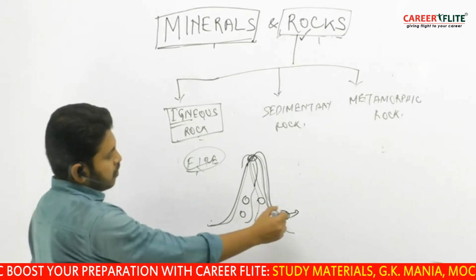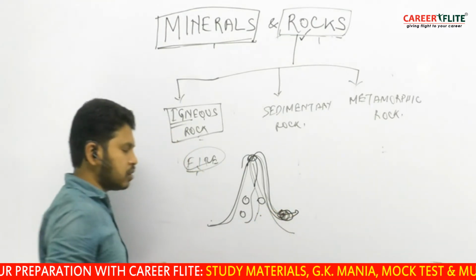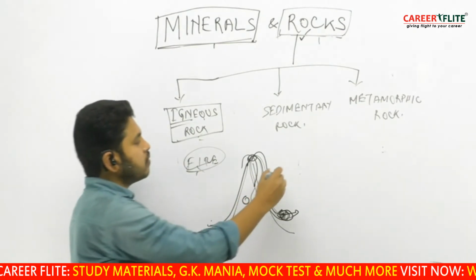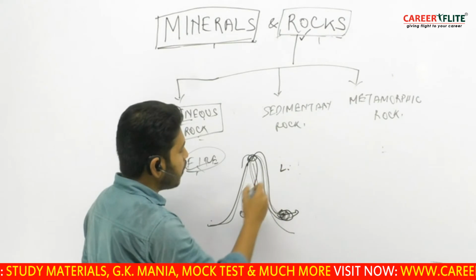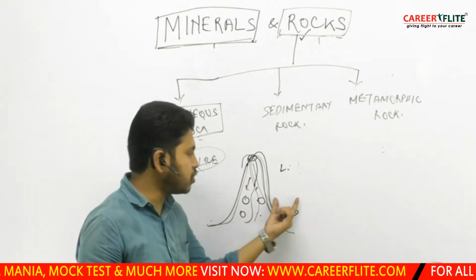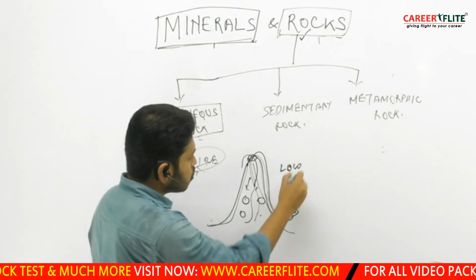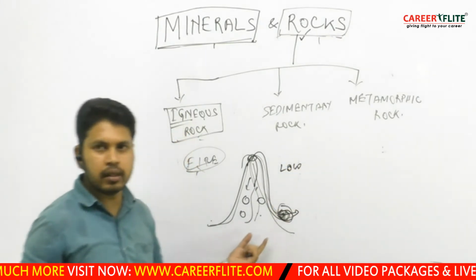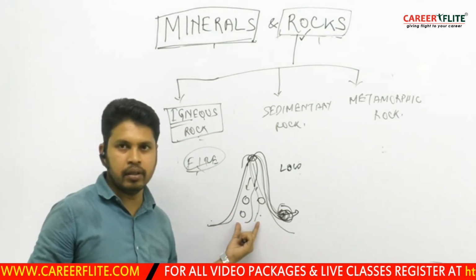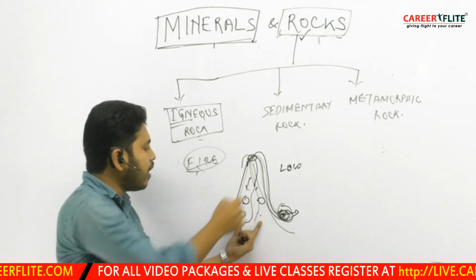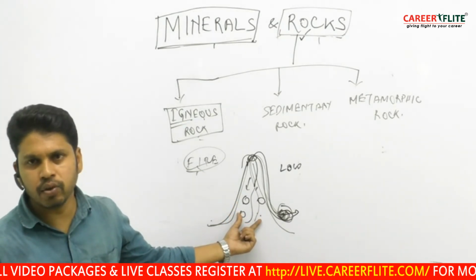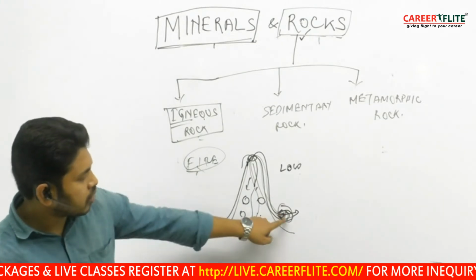Now let's see this one. The lava that comes outside will get solidified very fast because the temperature here is low compared to the inside temperature. Compared to the temperature within the crust, the temperature outside will be low. So this lava will get solidified very fast, and the temperature within the crust will be high. For that reason, the lava will solidify but at a very slow speed.